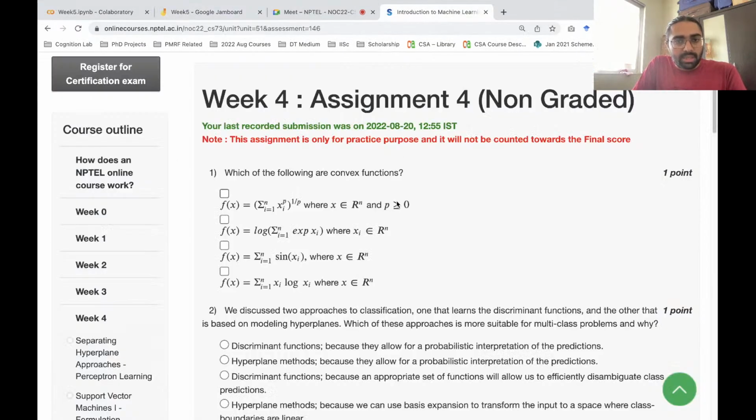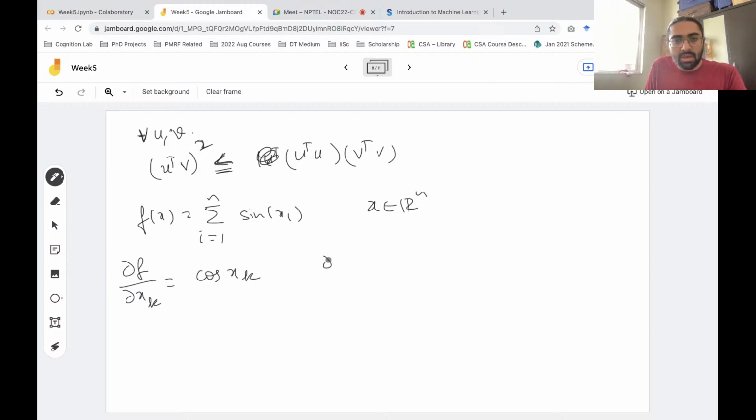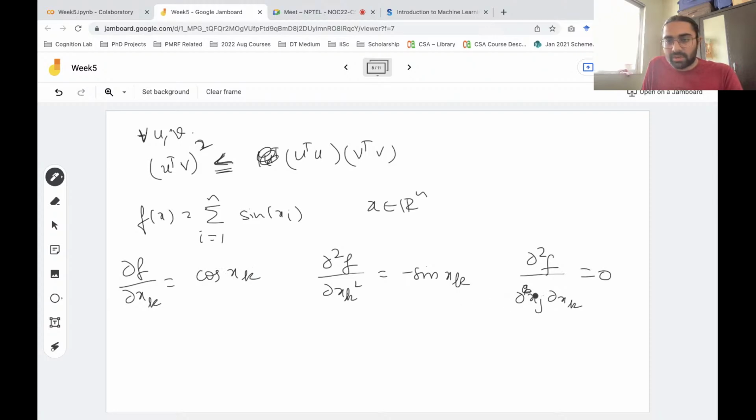Okay. The third question, similarly, we have the summation of sine xi, i equal to 1 to n. So same thing you can do basically. You'll get ∂f/∂xk, which in some sense will become cos xk, and ∂²f/∂xk² will become minus sine xk, and ∂²f/∂xj∂xk becomes 0, right? Because this is just a function of k. I mean, it depends on only xk, so xj will become 0.